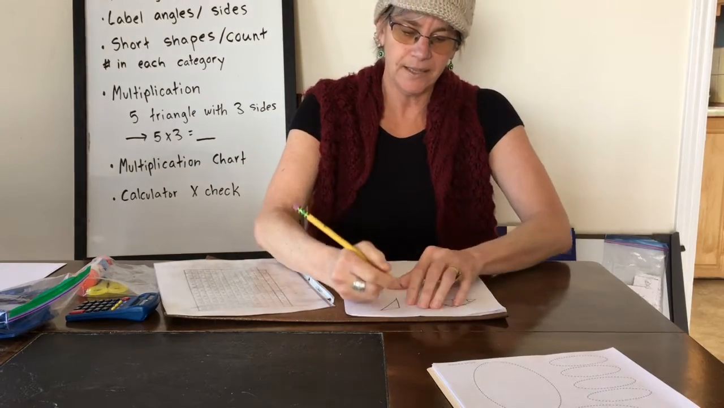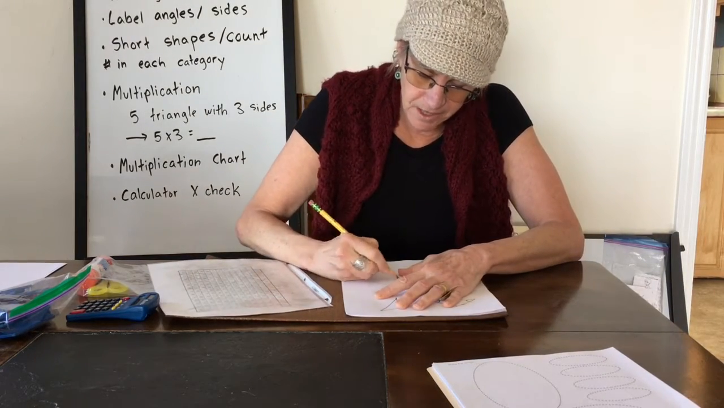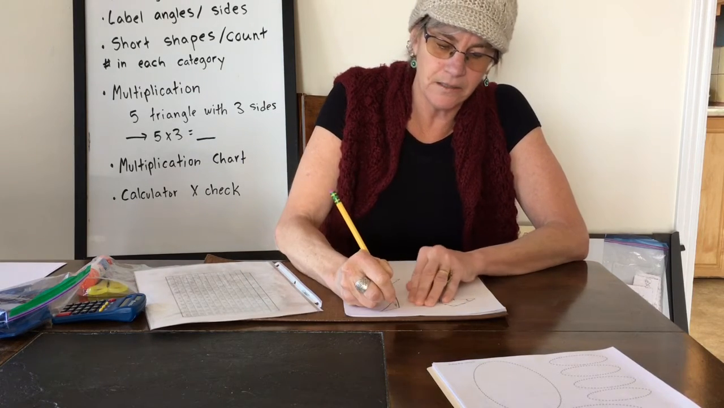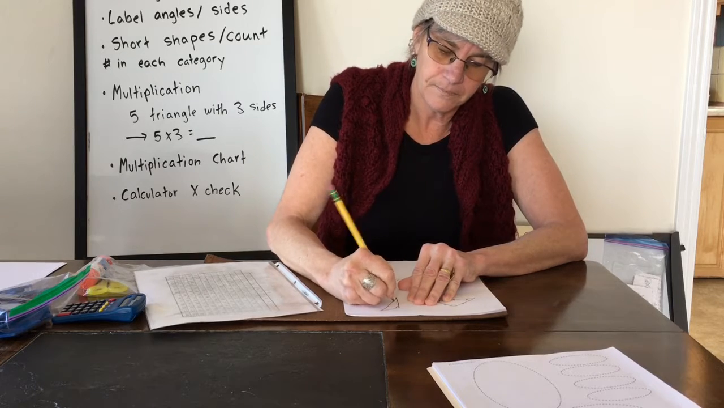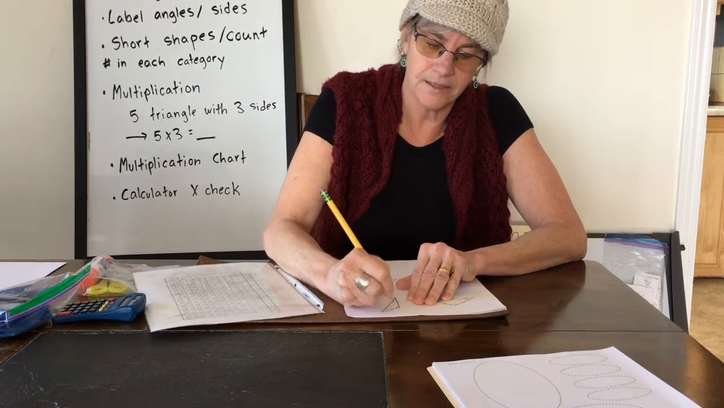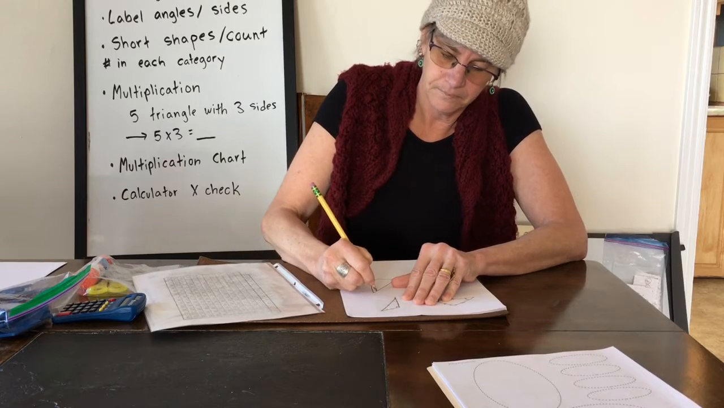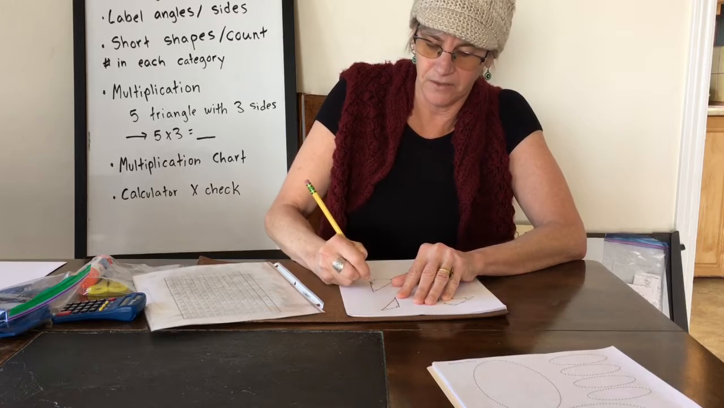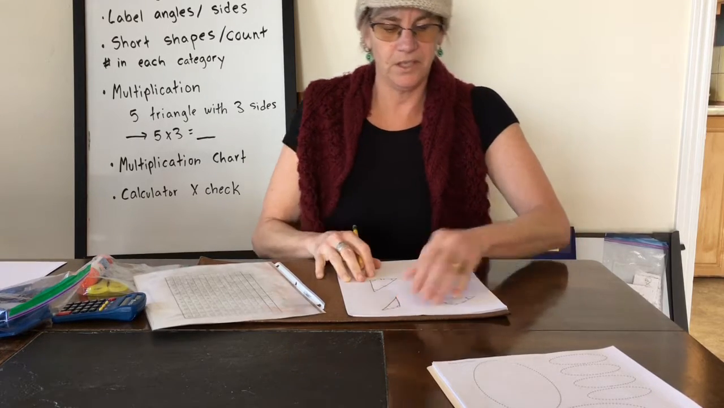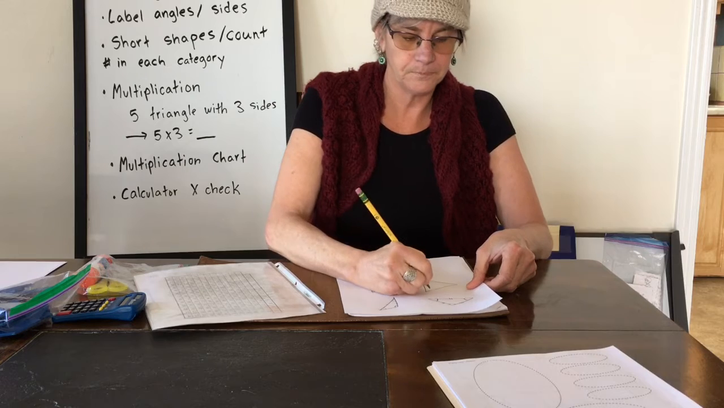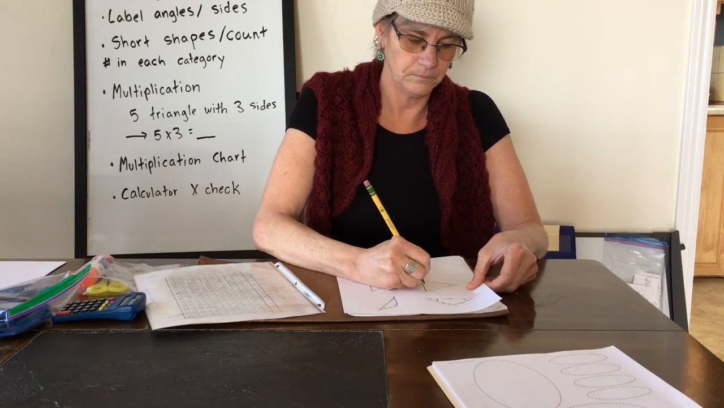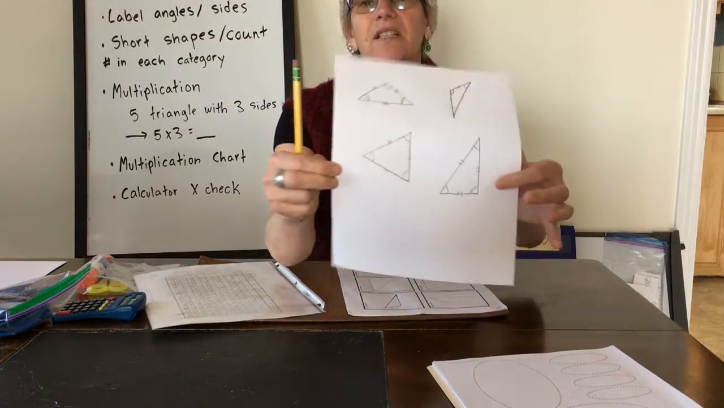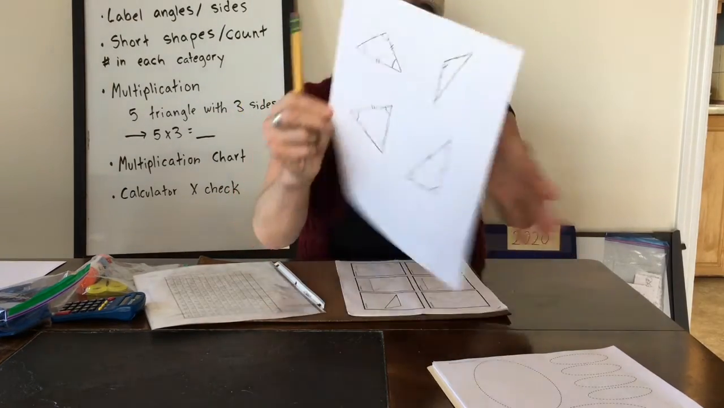So you're going to keep going like that and finish tracing your shapes and labeling the angles and the sides for the first page of this packet, with all of your triangles. It should look something kind of like that, okay?